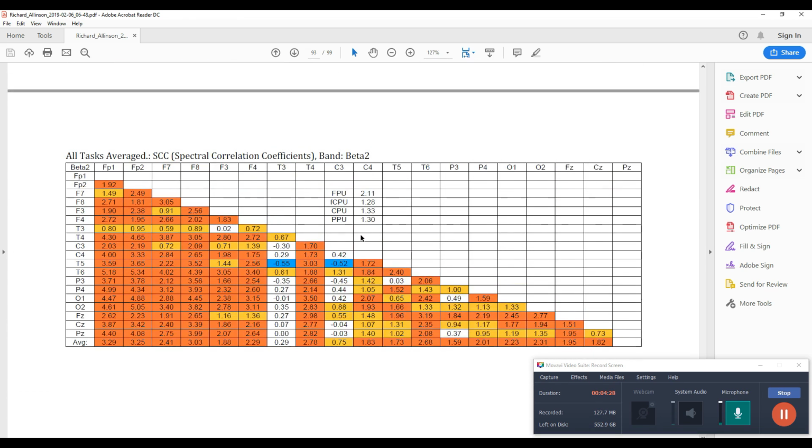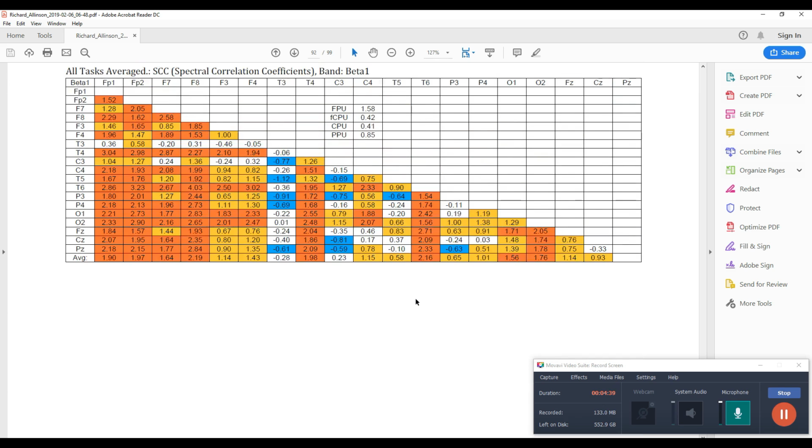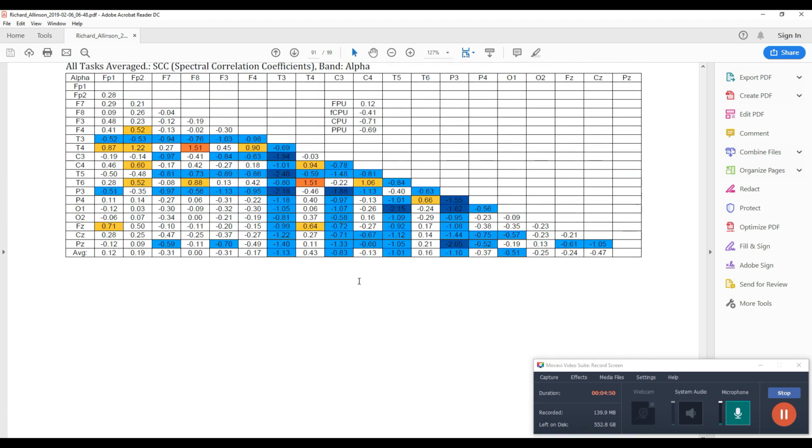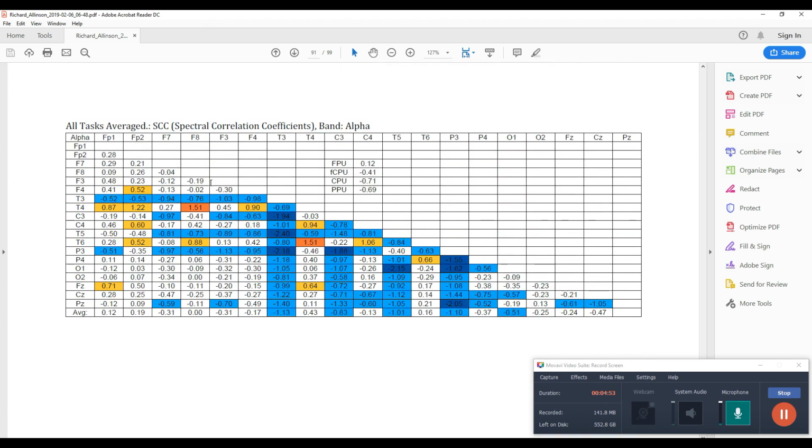Then we go up, and now we have coherence values, beta 2, and again, it's a relative weakness at T3, but by and large, many of these numbers are quite respectable. Now we go to coherence, beta 1, again, the relative problem with T3 and C3. We go to coherence alpha, we have a big problem going on here. T3, C3, T5, and P3 are all left hemisphere locations for coherence alpha. So this begins to look like this is where the major problem is in terms of phase and coherence alpha.